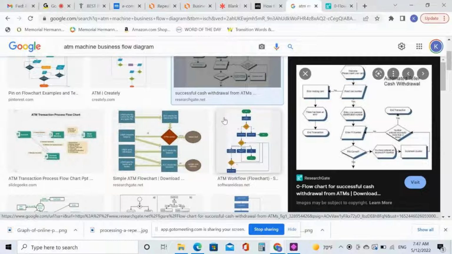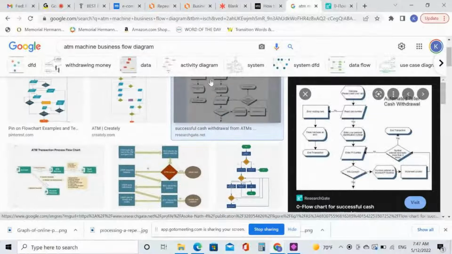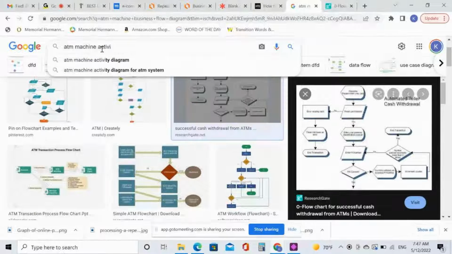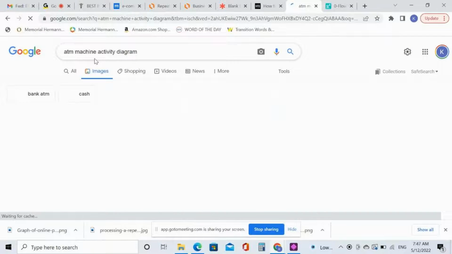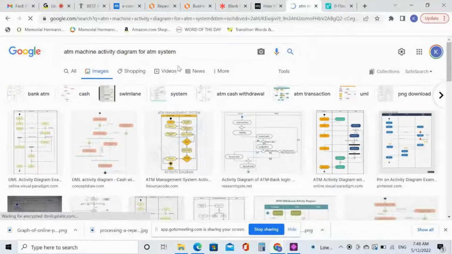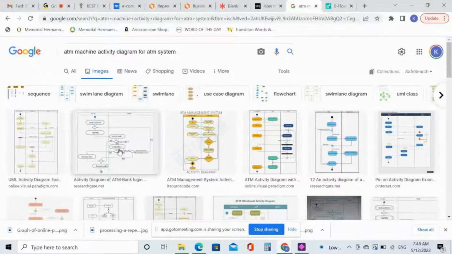Other than that, keep the ATM machine, search for activity diagram, take out business flow, probably put activity diagram. Both mean the same, but I just wanted to see some graphs, so yeah, activity diagram for ATM system. Yeah, this is fine. Can you click on the fourth image please, and zoom it?